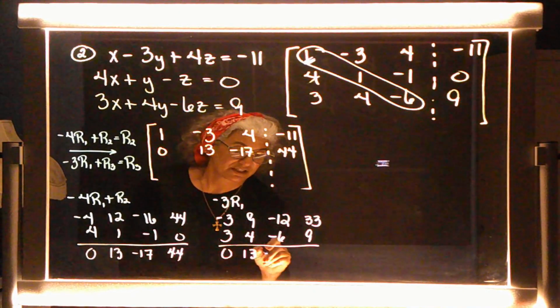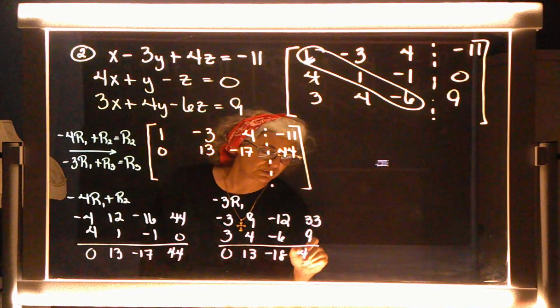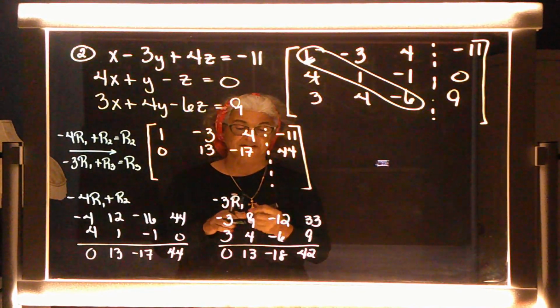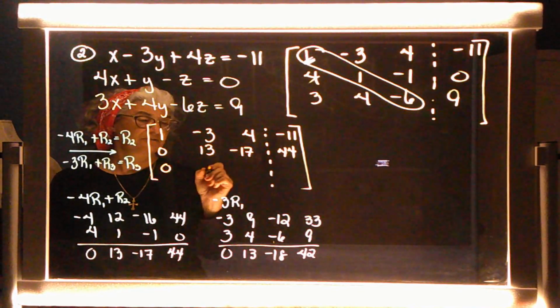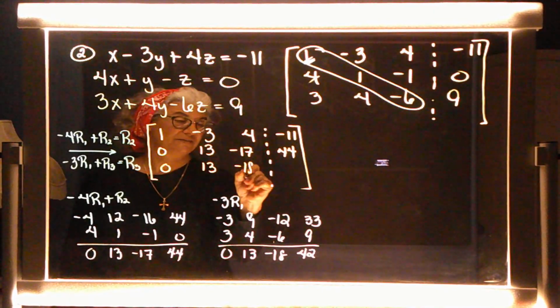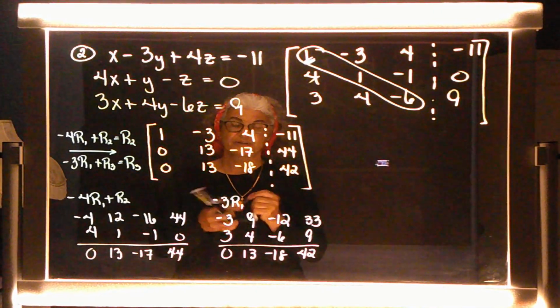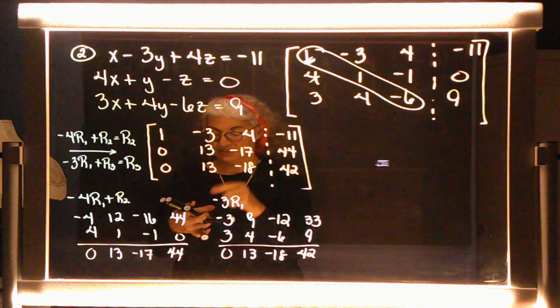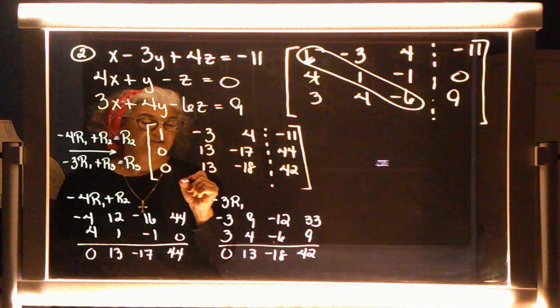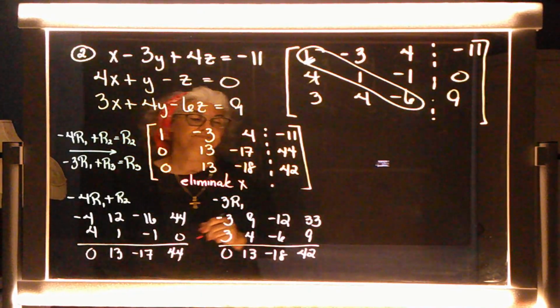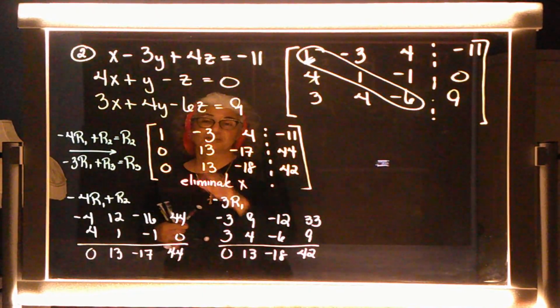0, 13, -18, and 42. Well, these numbers are just as lovely as the other ones, aren't they? 0, 13, -18, and 42. So what did we just do from the original matrix to this one? Yes, we eliminated x.